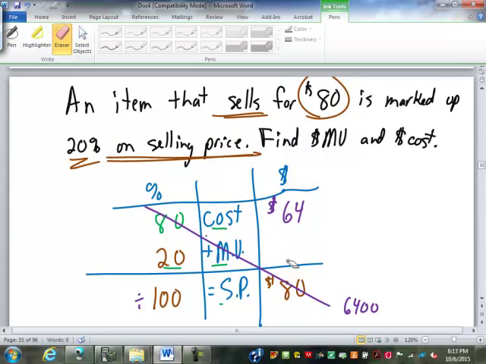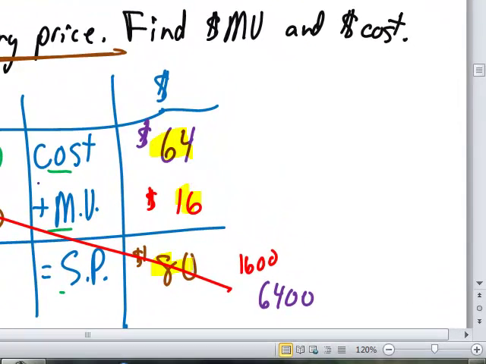Now to find the markup, I'll cross multiply here. 20 times 80 is 1,600. Divided by 100 is $16. And again, I can double check. 64 plus 16 is 80. So on that item that would sell for $80 with a markup of 20% based on the selling price, the dollar markup is $16. That is just 20% of the 80. And the cost would be $64. That's just the 80 minus the $16 markup.